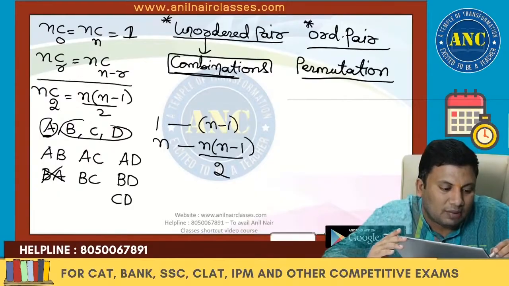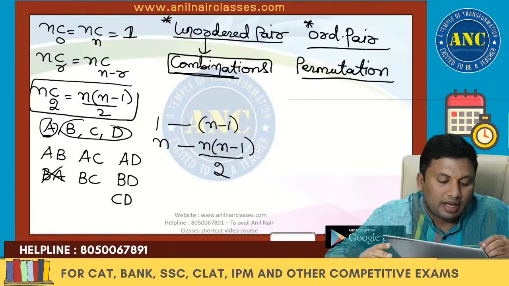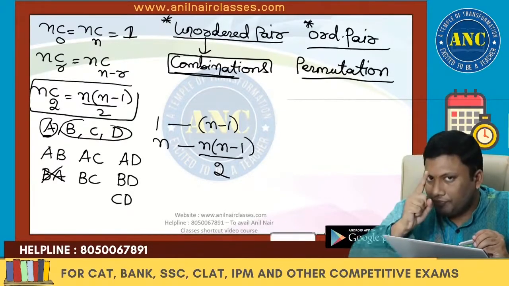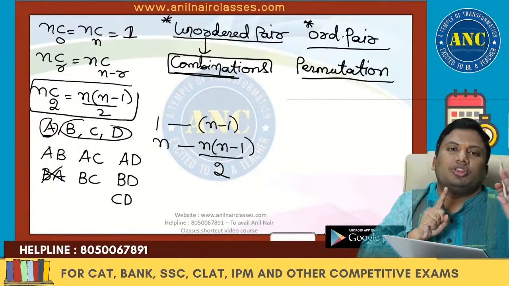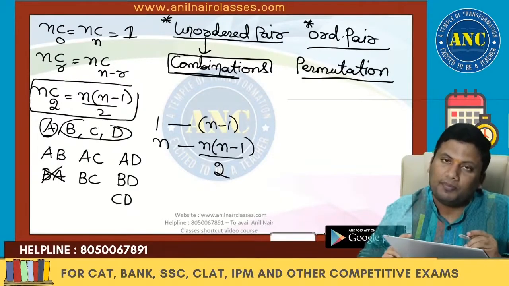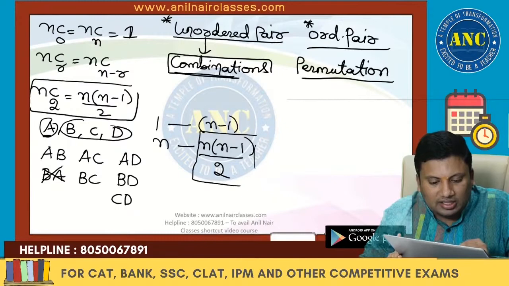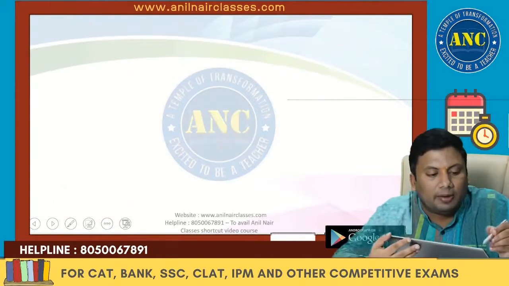nC2 is nothing but n into n minus 1 by 2. Why? A is taken with B, A with C, A with D. A is taken with all the remaining 3. A with 3, B with 3, C with 3, D with 3. But half of them are eliminated. So n into n minus 1 by 2. What is an ordered pair and what is an unordered pair?